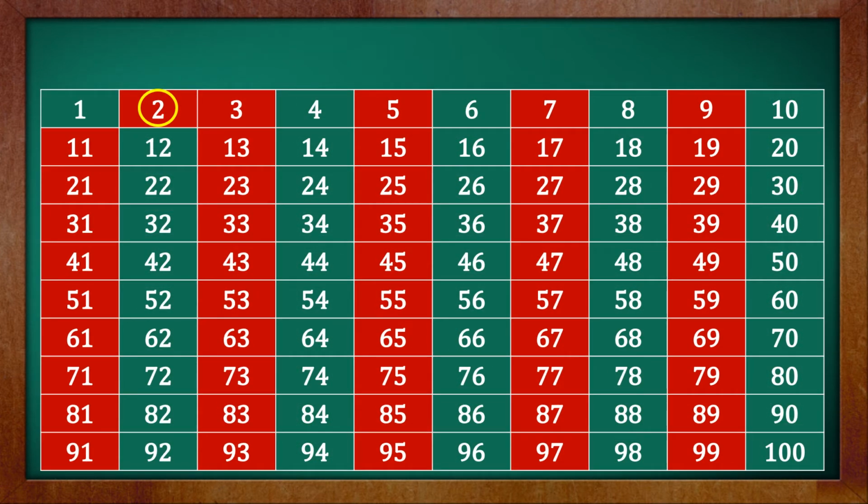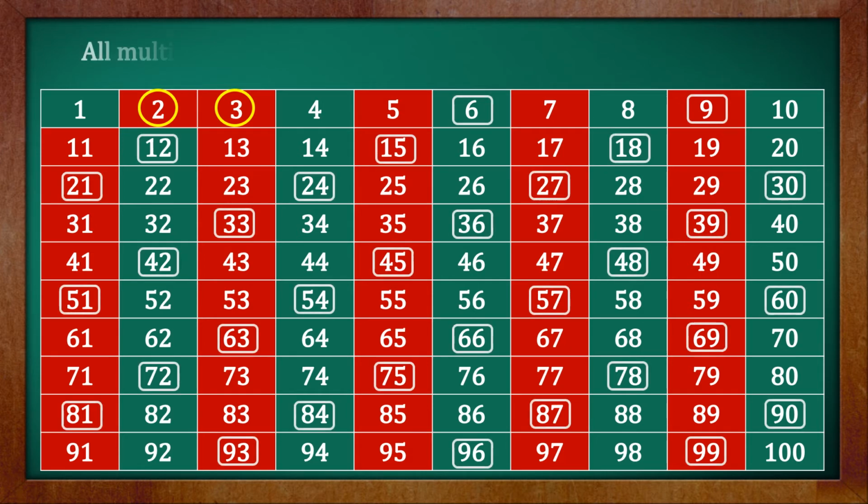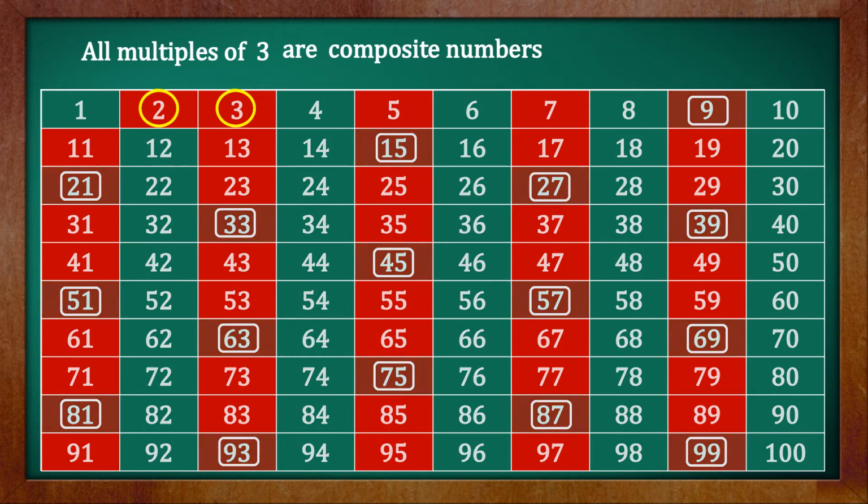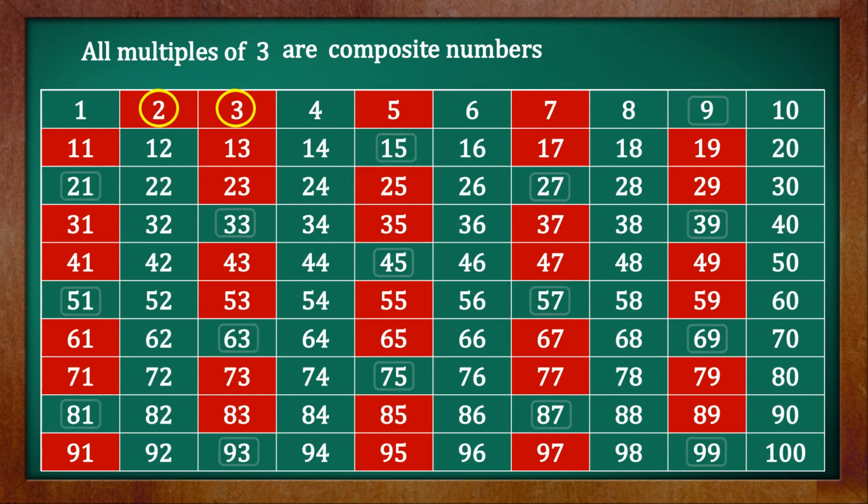The number after 2 is 3, which we know is a prime number. And like the multiples of 2, all the multiples of 3 will be composite numbers because along with 1 and the number itself, they will have 3 as one of its factors. Few multiples of 3 have already been crossed out because they are multiples of 2 also. Now we will cross out the remaining multiples of 3.